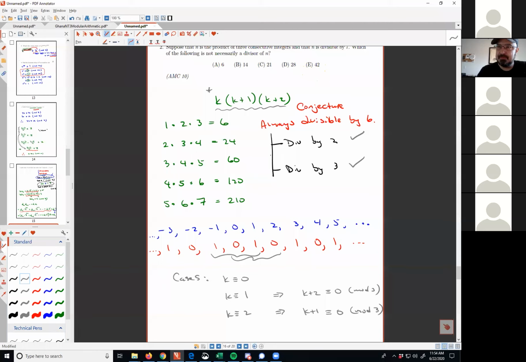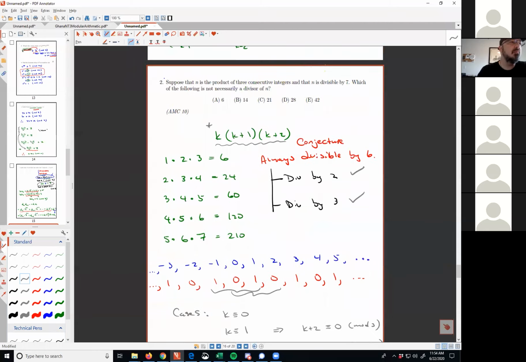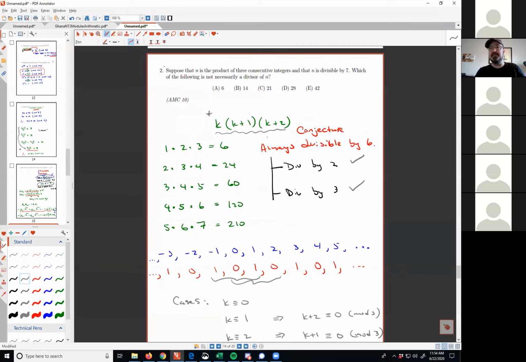Okay. So now what we know about n in this problem is it's a multiple of 2, it's a multiple of 3, and it's a multiple of 7.